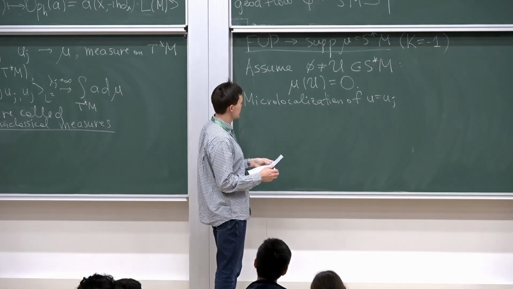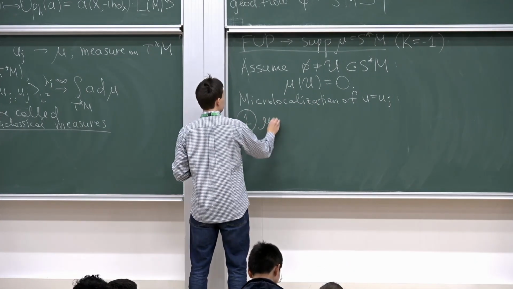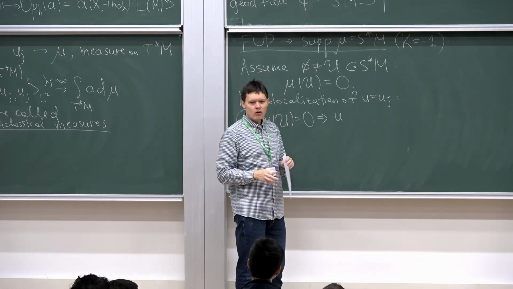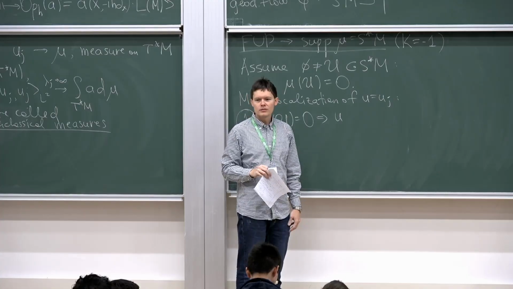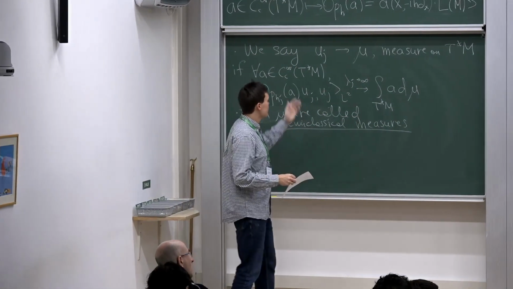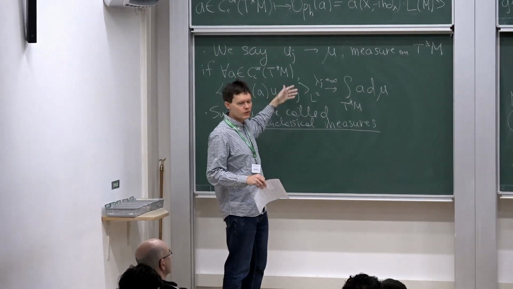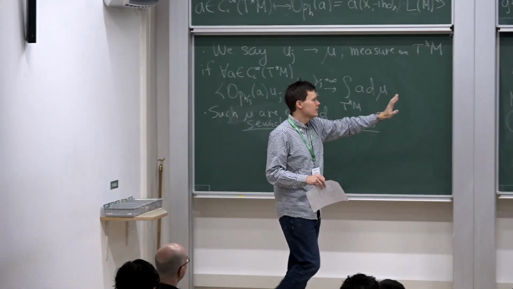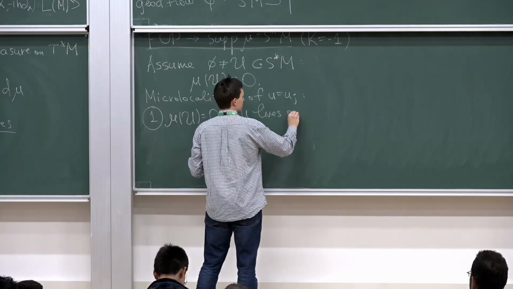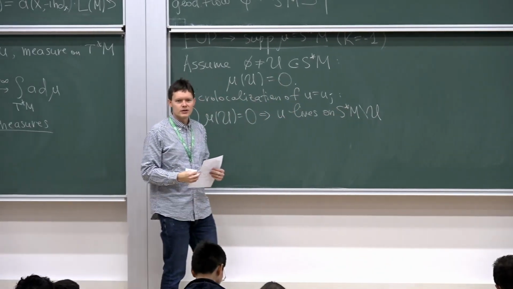So what do we get about this micro-localization? Well, the first property is that since the measure of U is 0, this means that u is small on this set U, which I call a hole. That follows just from this statement. You just take a function supported inside your hole U. The right-hand side is 0. The left-hand side has to be small. You can think of it as norm squared if you do it correctly. So this means that u is micro-localized, whatever this means, on S*M without U. Standard elliptic estimates tell you it lives on S*M, and then without U.